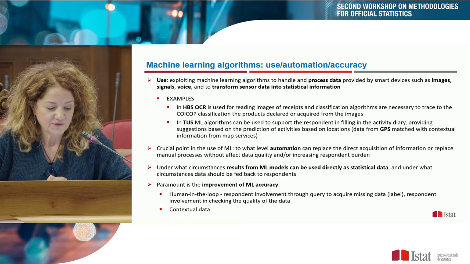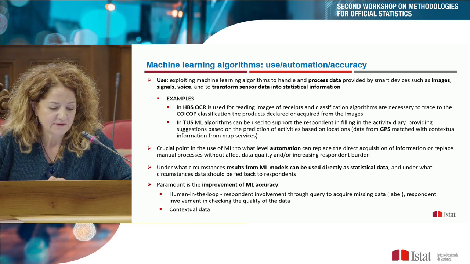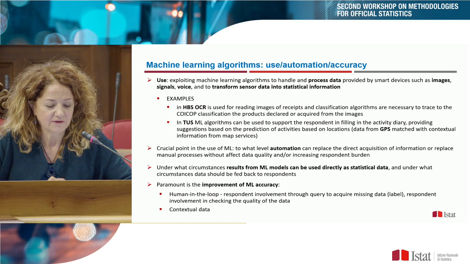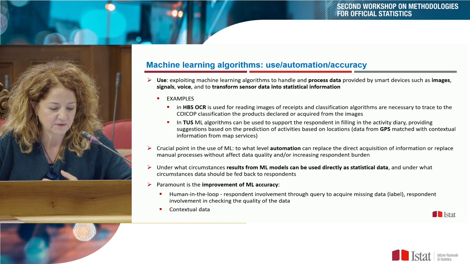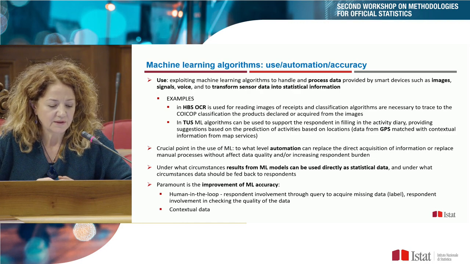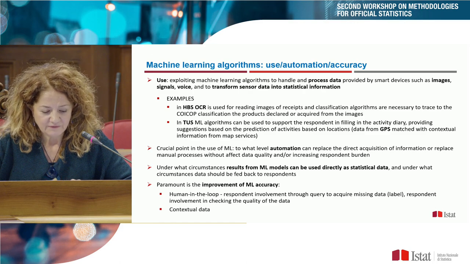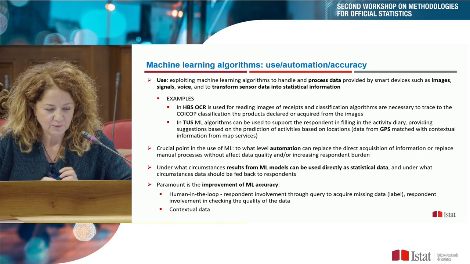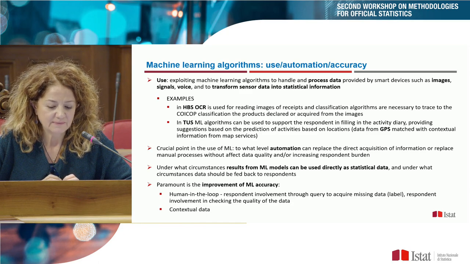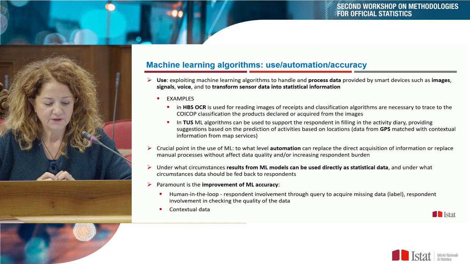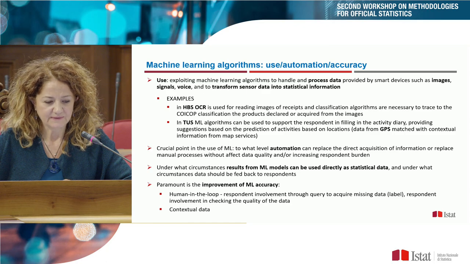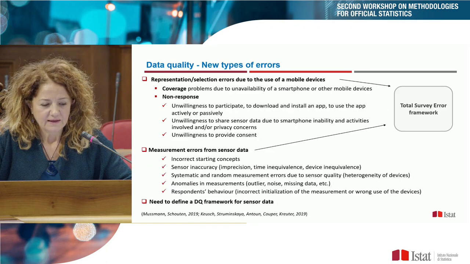So, in general, paramount is the improvement of the accuracy of the performance of these models through involving the respondent in the loop, human in the loop, through queries to acquire missing data through labels, or involving the respondent in checking the data. And then we have the use of contextual data.